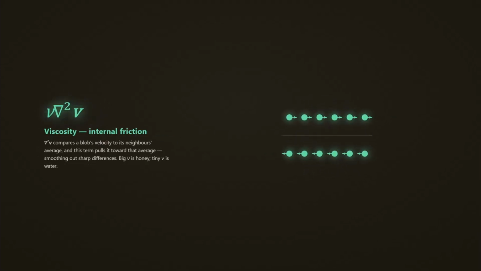And then we have the viscosity. The triangle squared compares each particle to the average of its neighbors, and this term pulls it toward that average. Look at how the two layers are sliding past each other. Viscosity drags them until they move together. It is just kind of like internal friction inside a fluid.